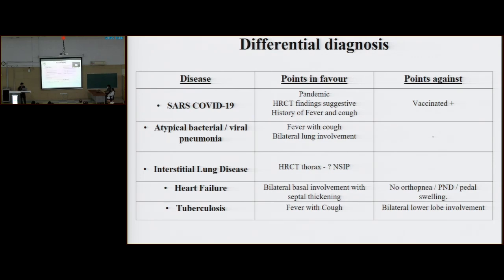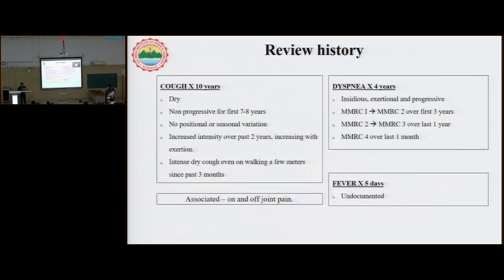So the patient was admitted in the medicine ward and a review of history was taken, and it was found out that the cough was in fact a chronic dry cough, which was initially non-progressive in the first 7 to 8 years, but then had progressed over the past 2 years, which had made the patient come in medical contact. He also had dyspnea, which was of chronic, insidious, exertional and progressive nature, which had progressed from MRC grade 1 to MRC grade 3 over the first 3 years and finally was MRC grade 4 at the time of presentation. He had undocumented fever over the past 5 days, and throughout his clinical course he had an associated on and off joint pain, which was non-inflammatory in character.